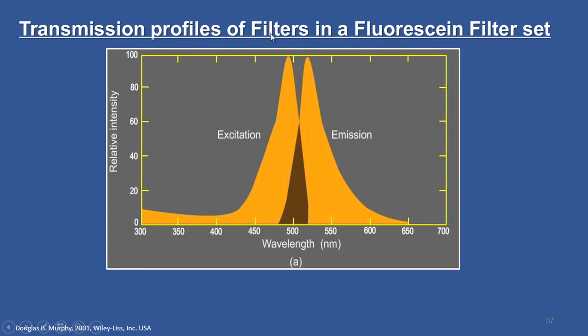And these are the transmission profiles of filters in a fluorescein filter set. So, this is a schematic spectrum. You see that you have an excitation spectrum and an emission spectrum, and in fluorescence microscopy, as we have seen, we have to separate these two as much as possible, and we will now see three different kinds of high performance filters, how they perform the filtering.